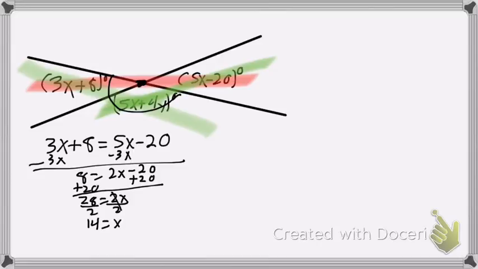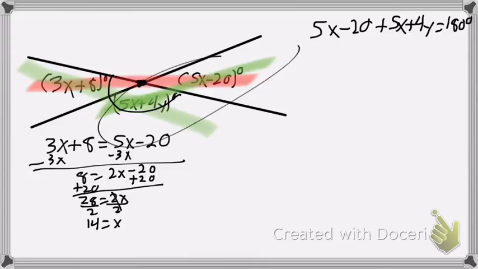Go figure. So, where does that leave us? Well, we could sit there and go like this. And there are two ways to do this. You need to figure out which one makes the most sense for you. I know that 5x minus 20 plus 5x plus 4y is going to equal 180 degrees.